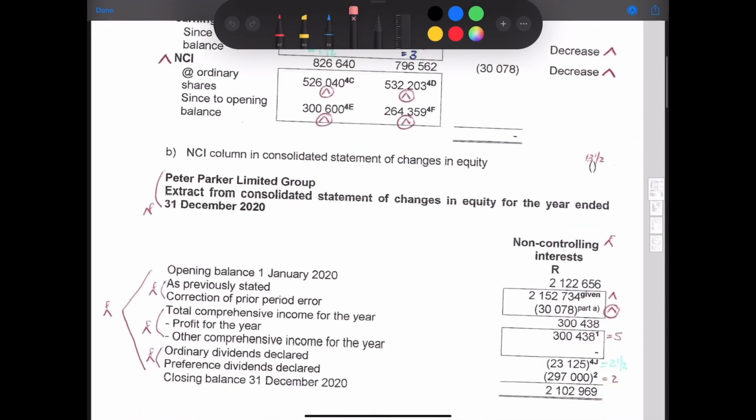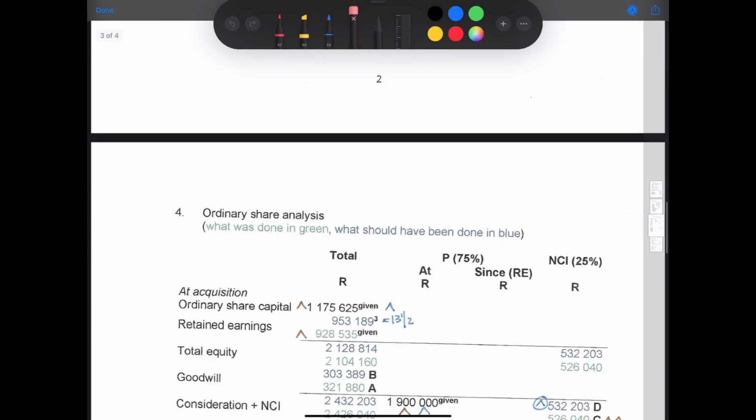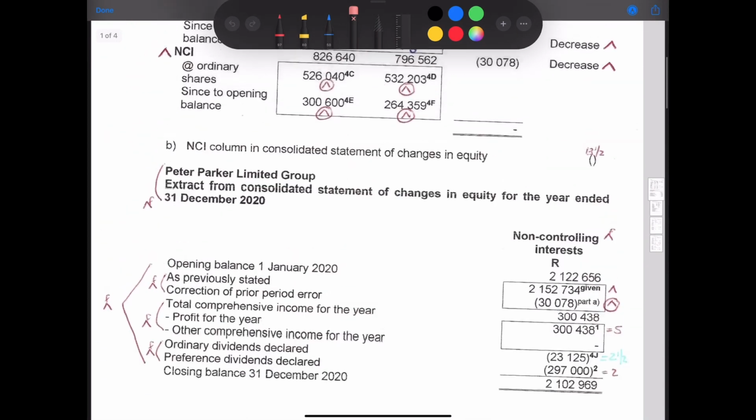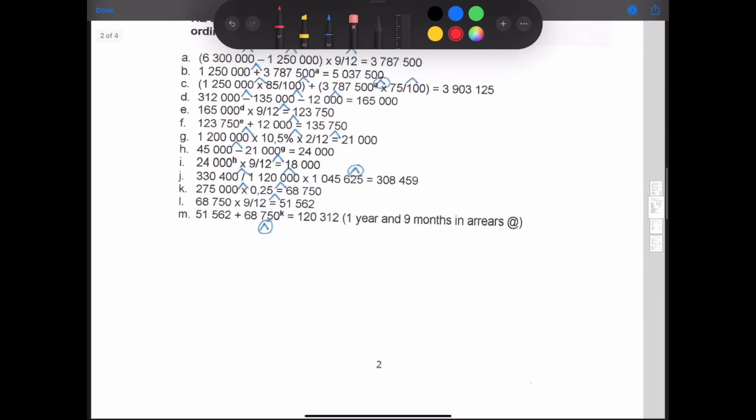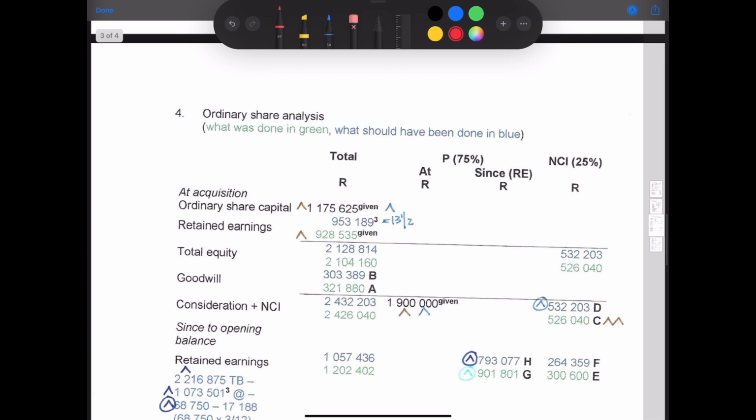You still had to go and calculate the change in the retained earnings at acquisition, so that you can use it in your ordinary share analysis to go and show the new retained earnings amount that you've calculated, to show the difference in your goodwill line item as well as your NCI line item, and also your retained earnings since acquisition.